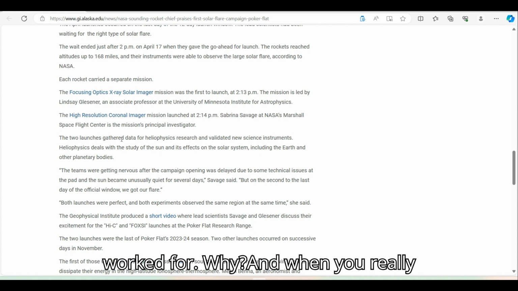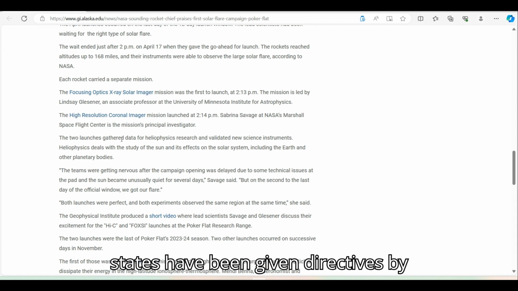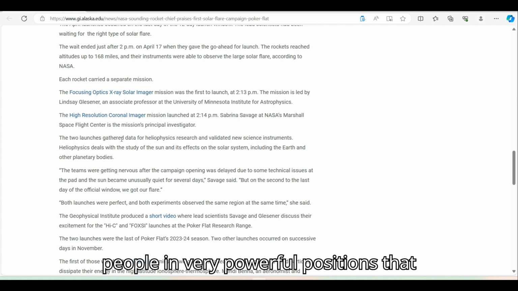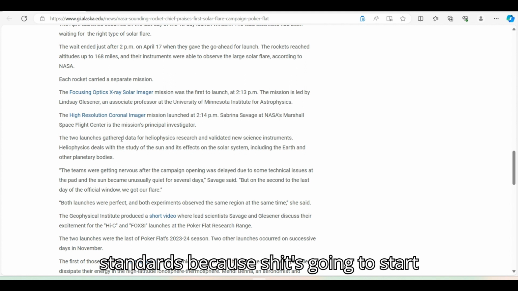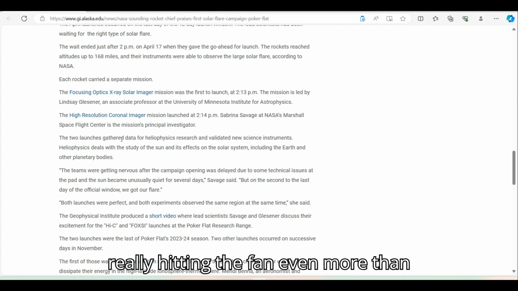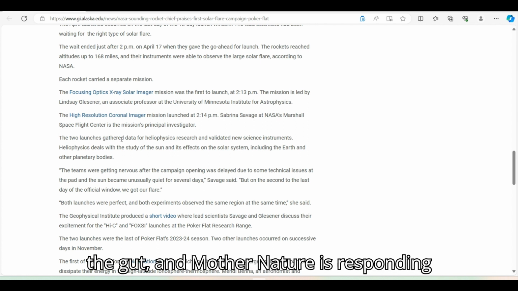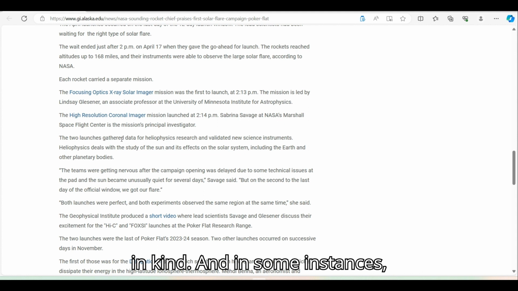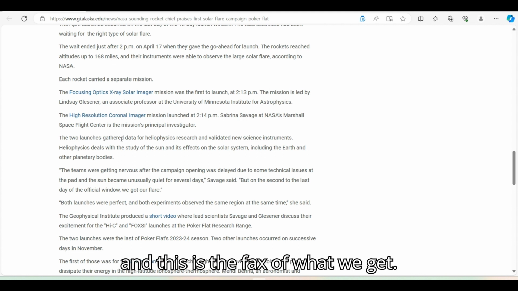Why? And when you really think about the bigger picture, folks, a lot of these cities and towns and counties and different states have been given directives by people in very powerful positions that they better upgrade their buildings and they better upgrade their construction standards, because shit's going to start really hitting the fan even more than ever before. And why? Because they're fucking poking Mother Nature in the gut. And Mother Nature is responding in kind. And in some instances, kindlier, if you know what I mean. They're poking it, and it's responding. And this is the effects of what we get.